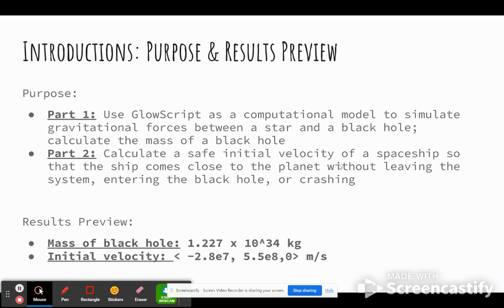So the purpose of this experiment in part 1 was to use GlowScript as a computational model to simulate gravitational forces between a star and a black hole, and then calculate the mass of the black hole. Part 2 was to use that mass of the black hole to calculate a safe initial velocity of a spaceship so that the ship comes close to the planet without leaving the system, entering the black hole, or crashing. Just a preview of my results: the mass of the black hole and my initial velocity are both shown right there, and I'll talk about that later in the video.